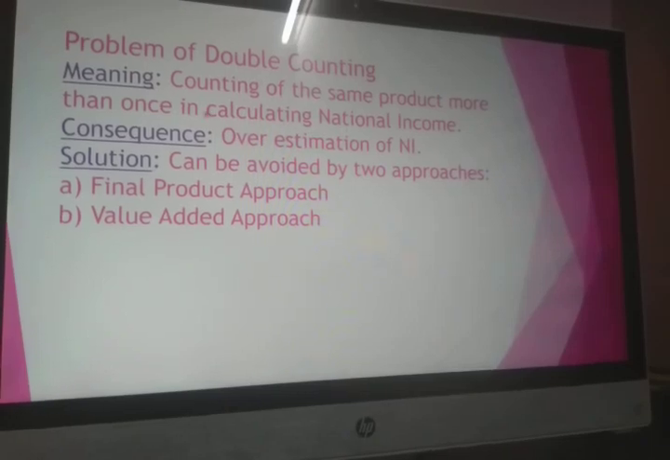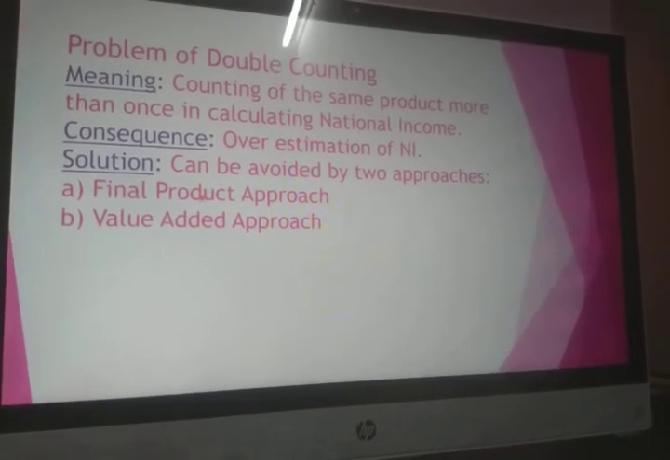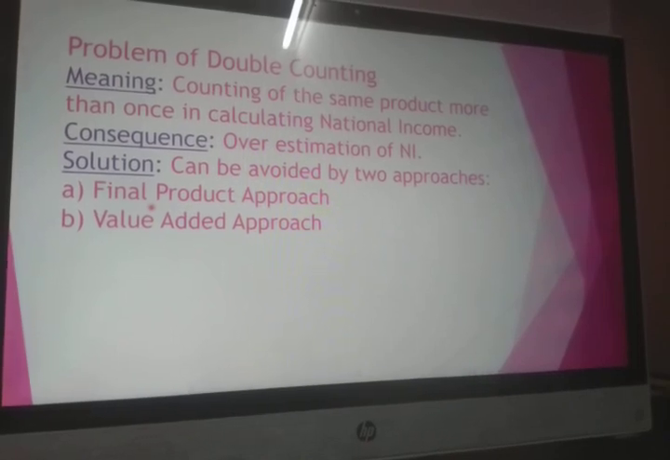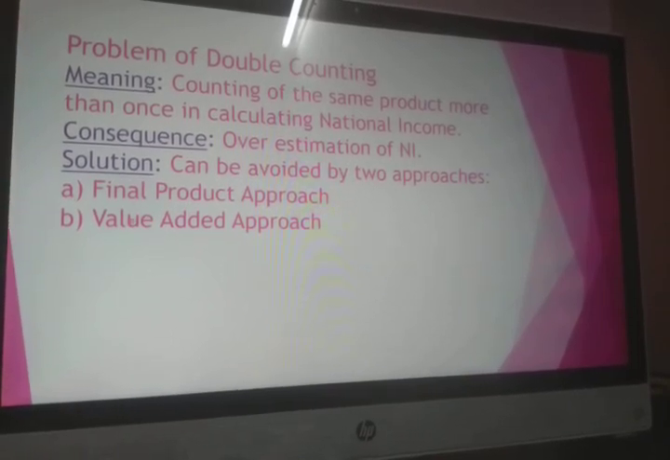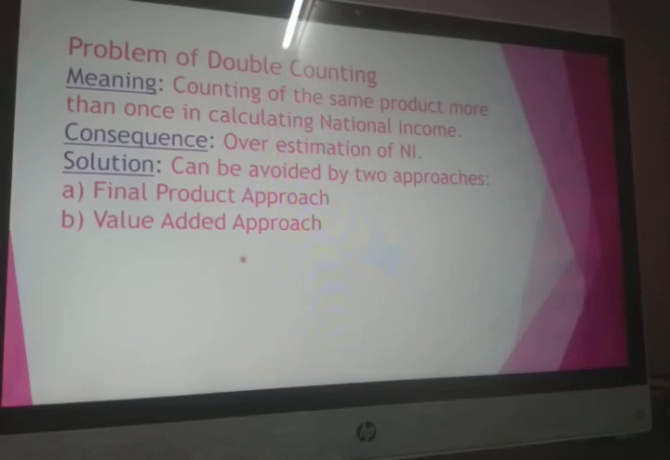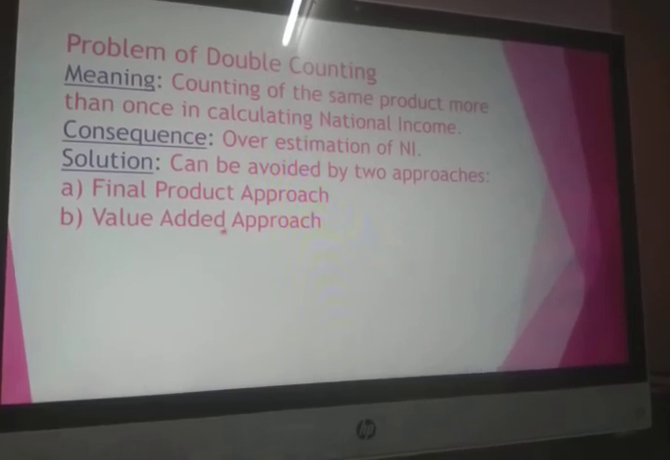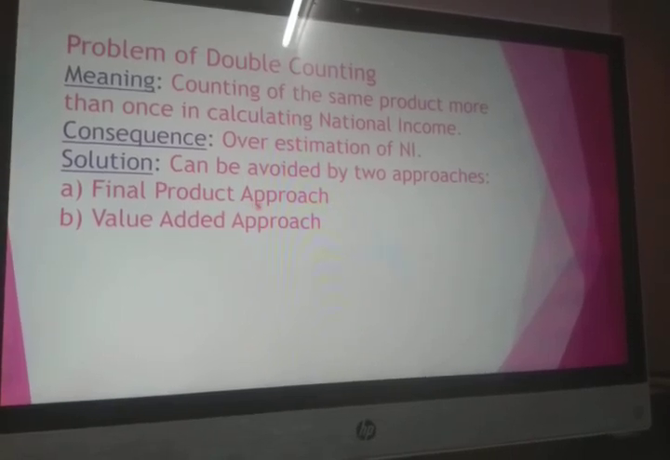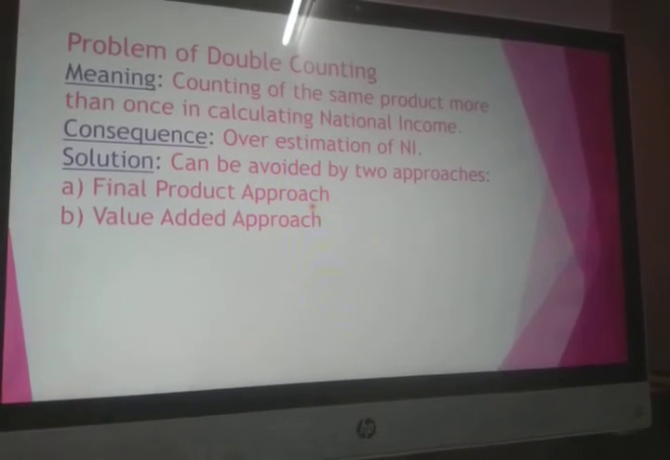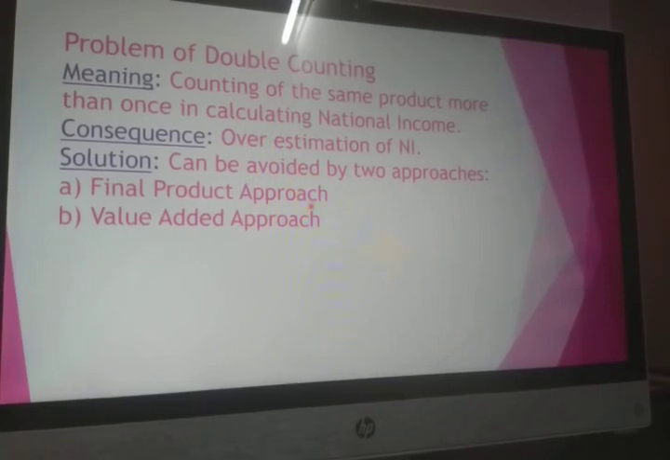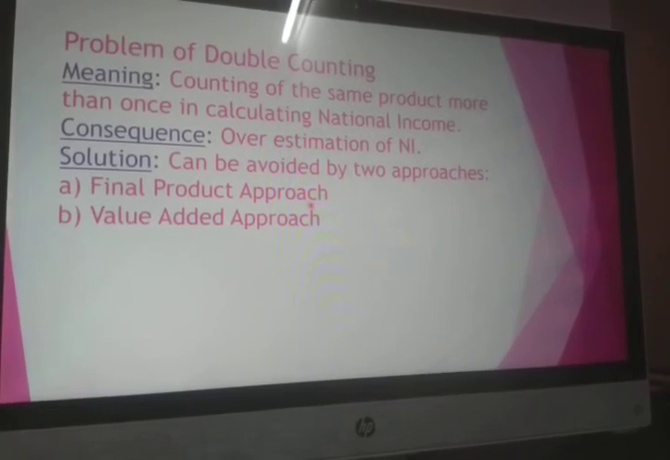For that, we try to take the method. So what is the consequence of it? It is that the national income is overestimated, and the solution is that we can use two approaches. One is the final product approach, and the second one is the value added approach. Final product approach means taking the value of final goods only produced by the producing units. That means only the final output of the commodity is to be taken into consideration while calculating national income.